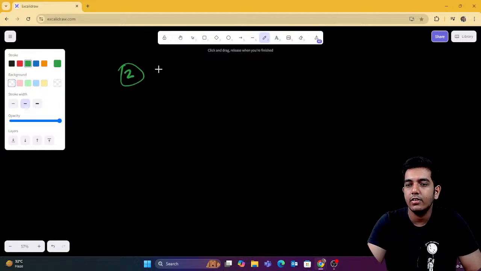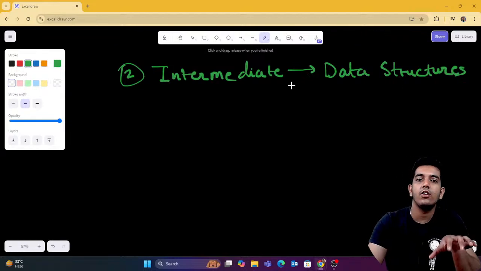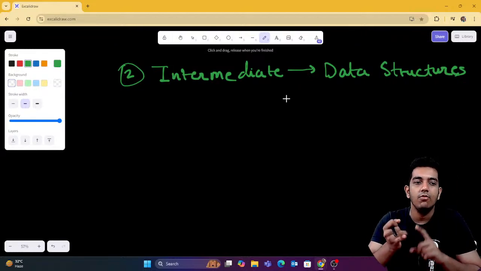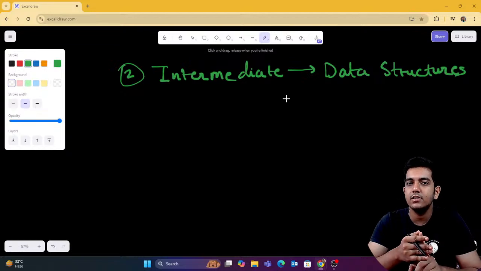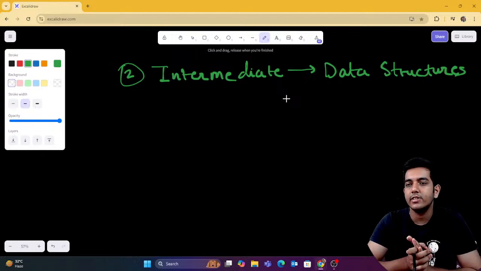So let's write it: intermediate. First of all, you're going to learn about data structures. You're going to learn about different data structures like we have lists, tuples, sets and dictionaries in Python. Then we have list comprehension. Then we have string manipulation. So we have different types of data structures in Python.